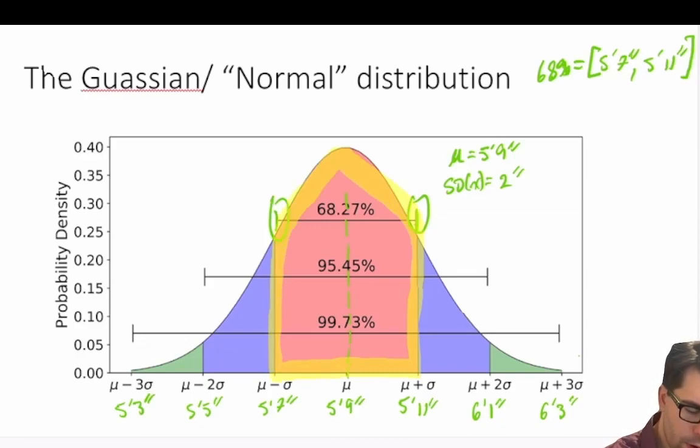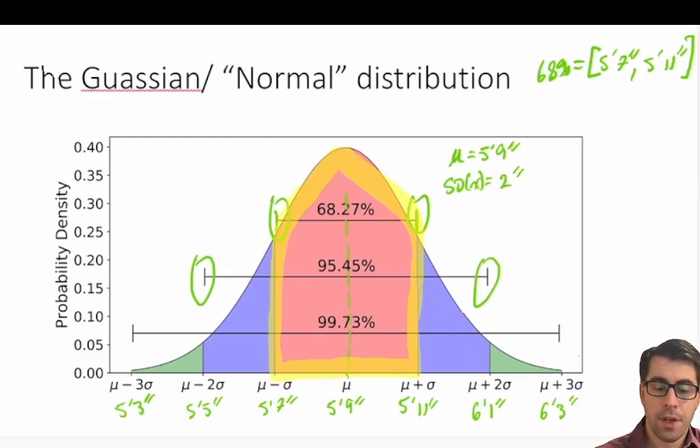If we wanted to know where we see the central 95% of our observations, we're going to look to plus or minus 2 standard deviations of the mean, so between 5'5" and 6'1". So this is where the central 95% of people would fall. And then finally, if we wanted to know where 99.7% of our population falls, that's plus or minus 3 standard deviations of the mean in a normal distribution, so between 5'3" and 6'3".